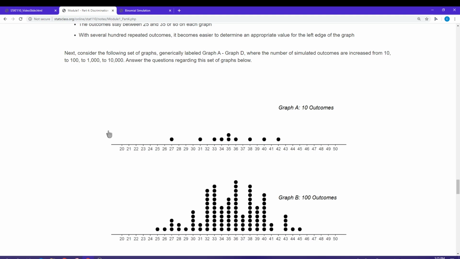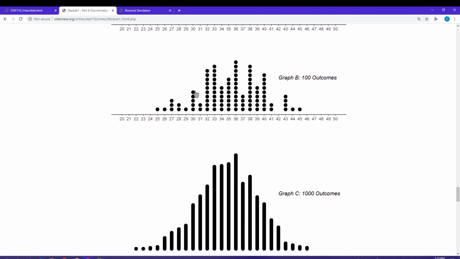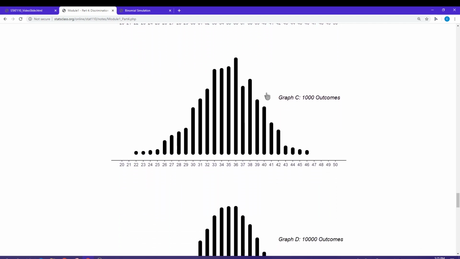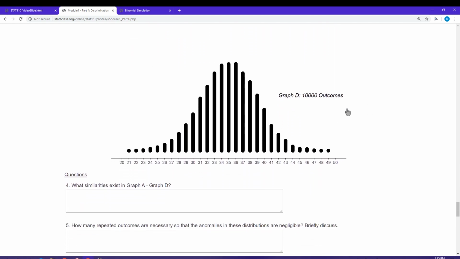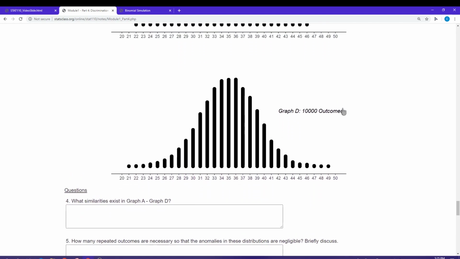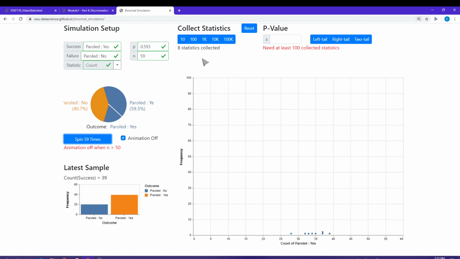Okay, so let's consider the set of graphs down below. Graph A is based on only 10 outcomes, graph B on 100 outcomes, graph C on 1,000 outcomes, and graph D on 10,000 outcomes. Now our simulation app will allow us to do this. If I zoom out a little bit, I haven't talked about the right-hand side of this simulation app yet.